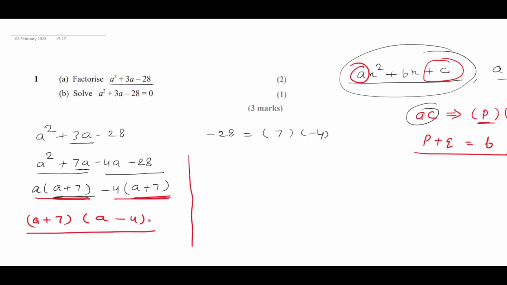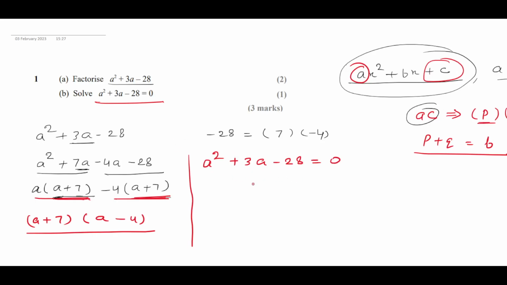Now when I have to solve this, solve means I have to find the value of a which satisfies this condition. What is the condition? Condition is that a square plus 3a minus 28 is equal to 0.